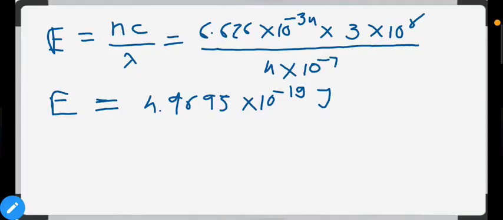So our first step will be to find the energy of the photon. As we know, lambda is equal to 4 into 10 raised to minus 7 meters. So the energy of that wavelength will be hc upon lambda. So h is 6.626 into 10 raised to minus 34, multiplied by c, divided by lambda, and you will get 4.9695 into 10 raised to minus 19. This is the energy of one photon.